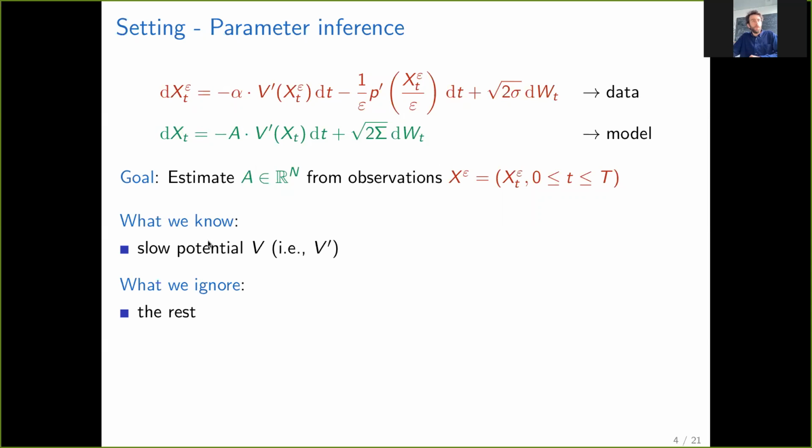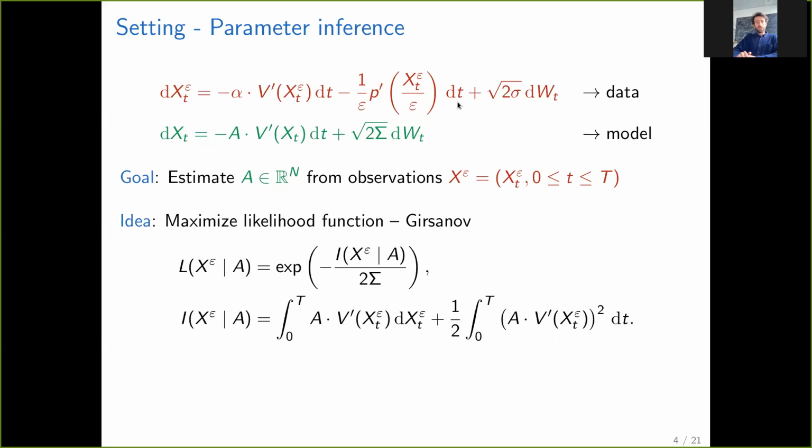So what do we know? We assume that we know the slow scale potential, actually just the function V prime. So we don't need to know the additive constant. We are not interested in it, and we ignore the rest. So we don't know the functional form of the fast scale potential. We just know that it's periodic with some period L. We don't know the diffusion coefficient. And of course, we don't know the Brownian realization that led to the data.